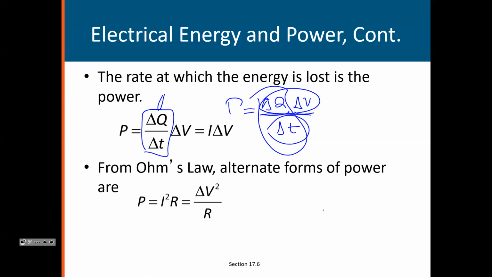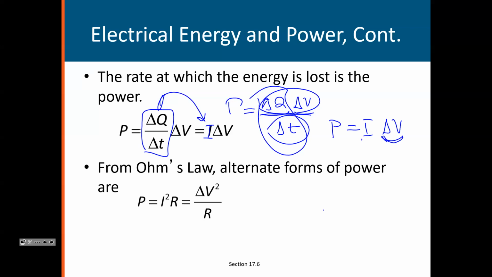What do we call that? Current. Current is the rate of flow of charges. So instead of delta Q over delta T, I put I. So this is the current. Power is now given as current multiplied by the potential difference. Now, this is the expression for power. Let me rewrite it here: power is equal to I times delta V, the potential difference or voltage multiplied by the current.